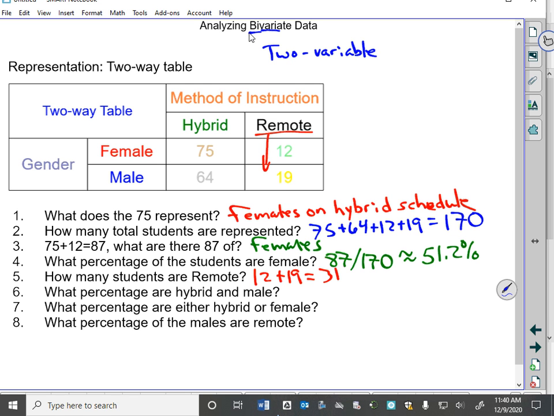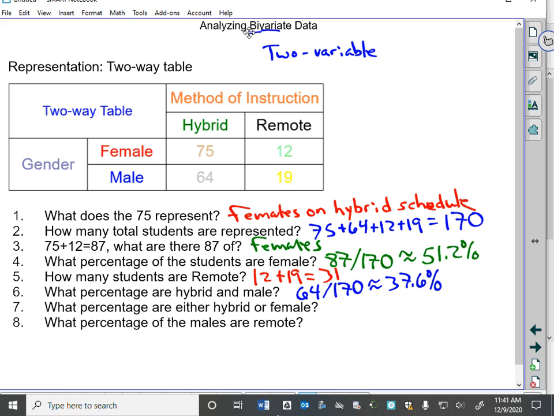Let's see, our next one here, what percentage are hybrid and male? So if we want the students that are hybrid and male, well, here's the hybrids, here's the male. That looks like there are 64 students that are hybrid and male out of 170 total students. And we put that into a calculator, and it comes out to about 37.6%. Okay. You should probably check that on your own calculator, make sure you know how to do that calculation and convert it from a decimal into a percent.